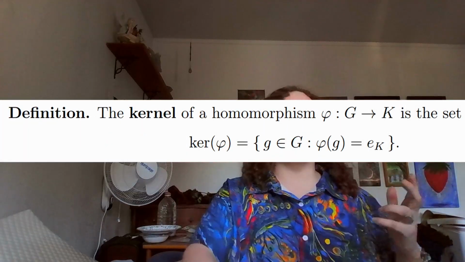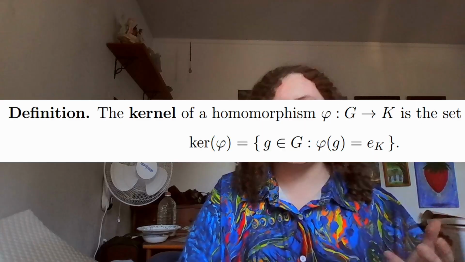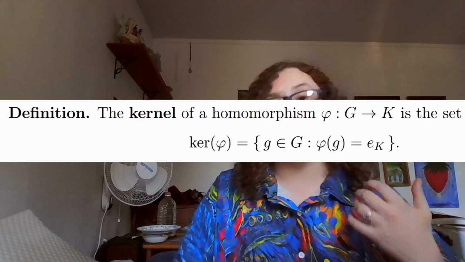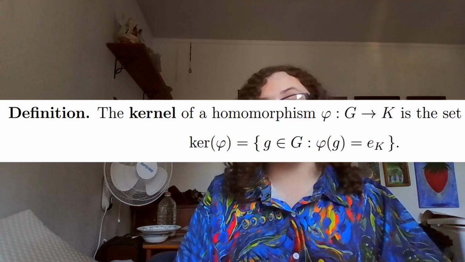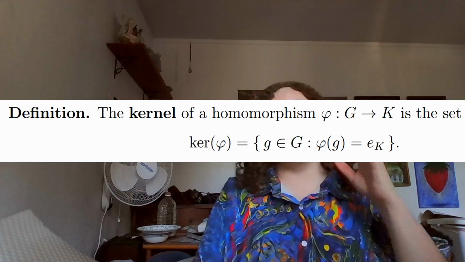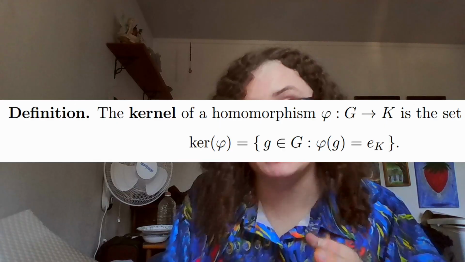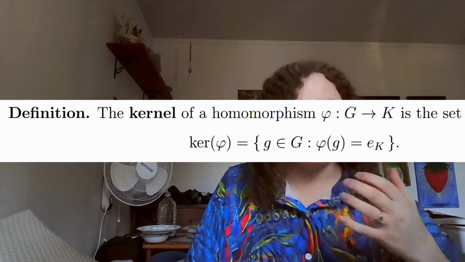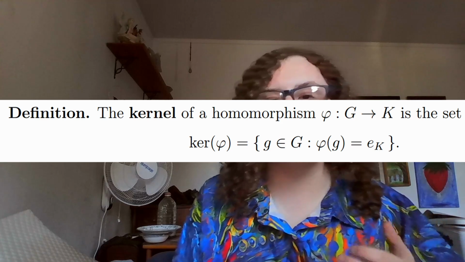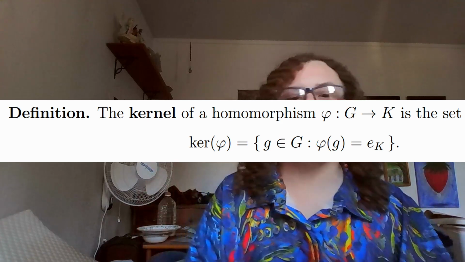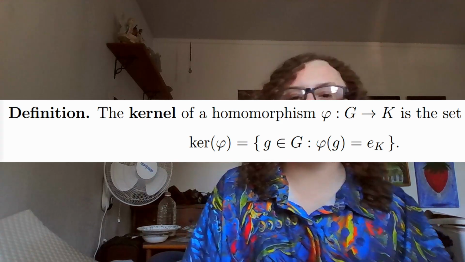The kernel of a homomorphism phi from G to K is the set ker of phi equals {g in G such that phi of g equals the identity element in K}. In other words, the kernel is a collection of elements that become invisible under the map, the ones that land on the identity in the codomain.